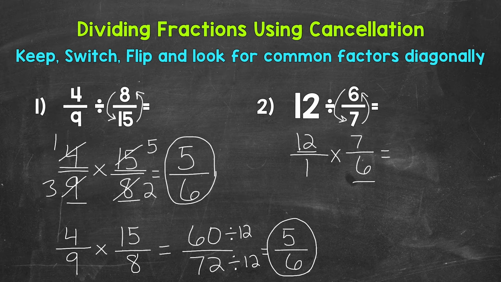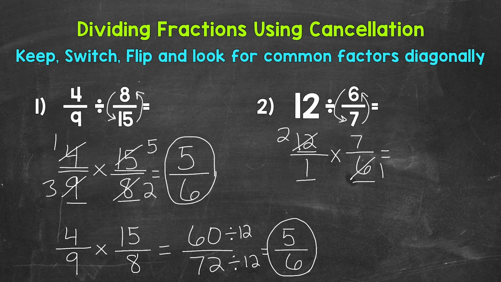Are there any common factors other than 1 that we can divide by? Yes, 6 is the greatest common factor between 12 and 6, so let's divide by 6. 12 divided by 6 is 2. 6 divided by 6 is 1.